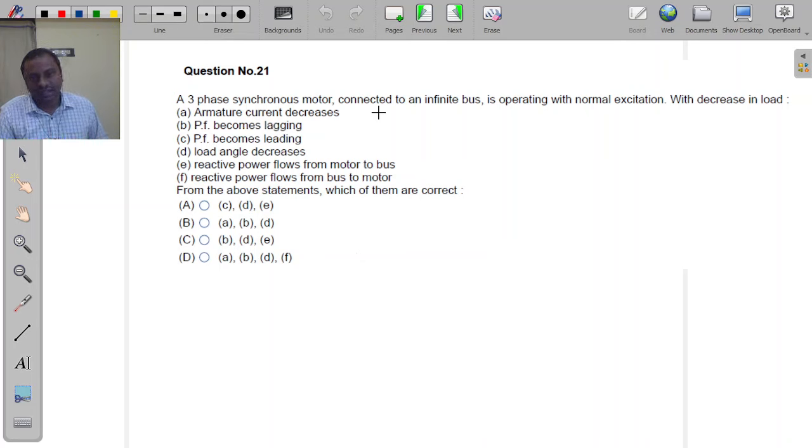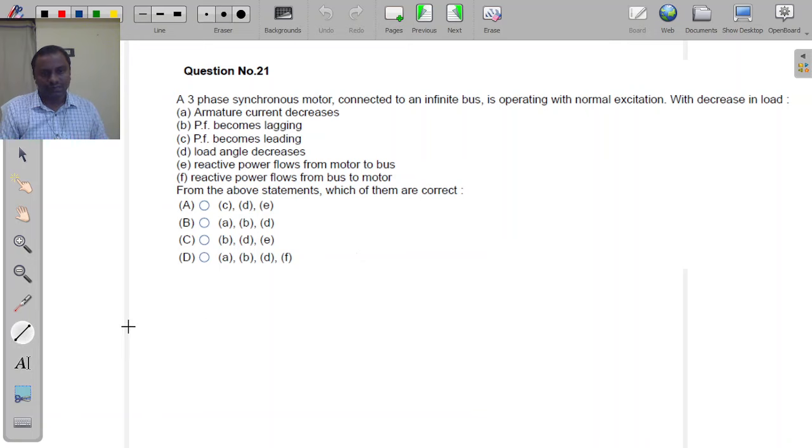A three-phase synchronous motor connected to an infinite bus is operating with a nominal excitation. With the decrease in load: A, armature current decreases; B, power factor becomes lagging; C, power factor becomes leading; D, load angle decreases; E, reactive power flows from motor to bus; F, reactive power flows from bus to motor. From the above statements, which of them are correct? They are asking which statements among A, B, C, D, E, F are correct. For this, they have mentioned a synchronous motor, correct?